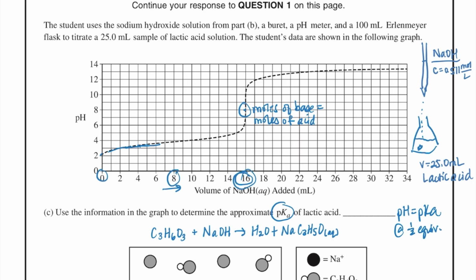If 16 milliliters of base added was the full equivalence point, then 8 milliliters of base represents my half equivalence point, which is approximately here on the graph, with a pH of 3.9. That will be equivalent to the pKa value of lactic acid. Remember, you could also find pKa by taking the negative log of Ka, but we don't have that information in the question, and it says to use the graph, so we have to use this relationship to determine the answer.